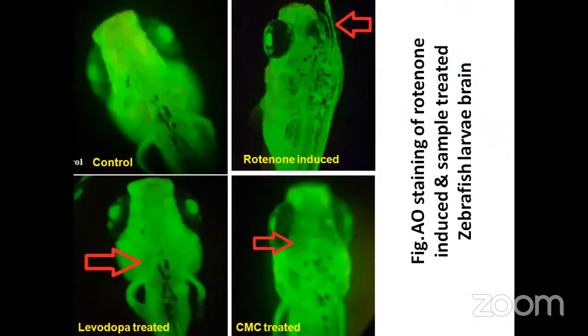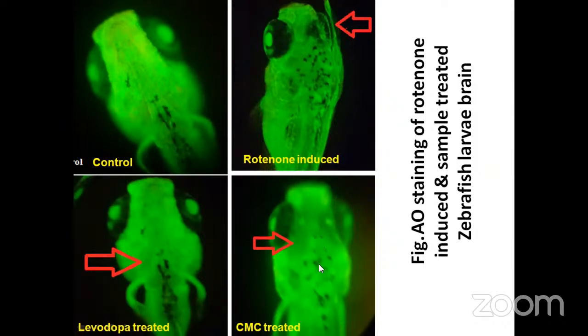Based on this low molecular weight confirmation, we again took the MALDI molecular weight of the sulfated chitosan obtained from the cuttlebone, which accounts for 600 Dalton. Due to lack of time, I am not showing the images. Just see the acridine orange staining patterns of the zebrafish brain sections and the larva. The control does not show any neurodegeneration, whereas the rotenone treated group shows neurodegeneration, which is minimized in the positive control. Levodopa we have taken, as well as the carboxymethyl chitosan and sulfated chitosan treated groups, which also minimize the effect.